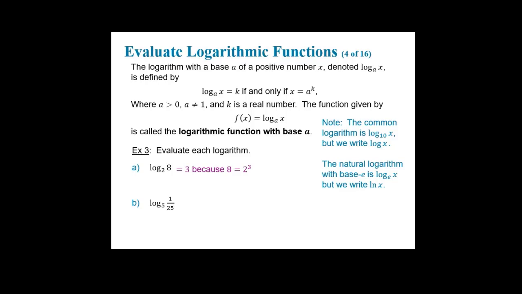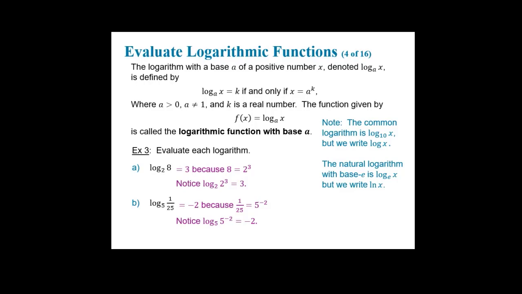Okay, now let's think about this one. Log base 5 of 1 over 25. So that's 5 to what power gives me 1 over 25? Negative 2, because 1 over 25 equals 5 to the negative 2.